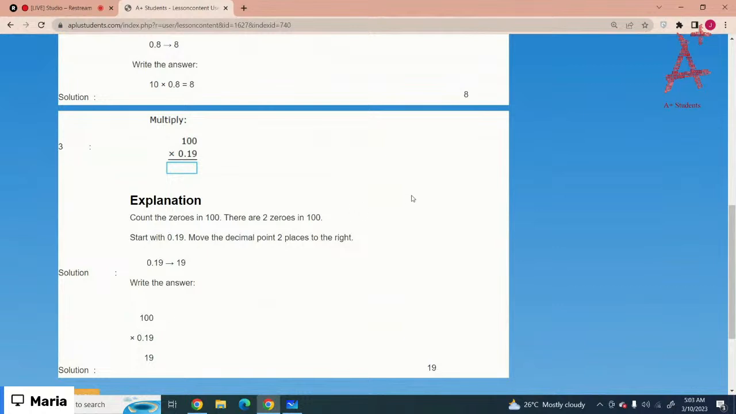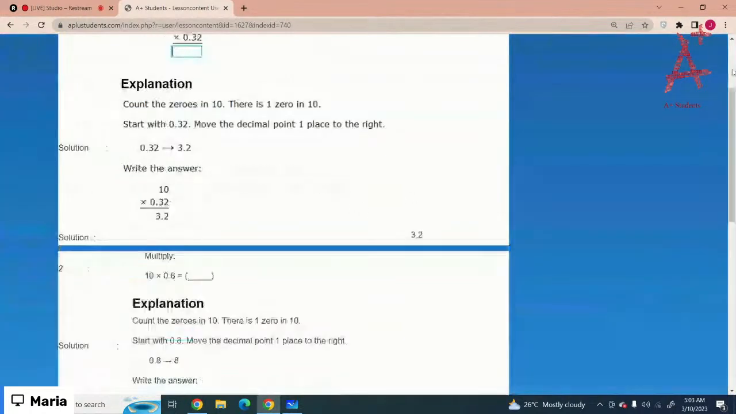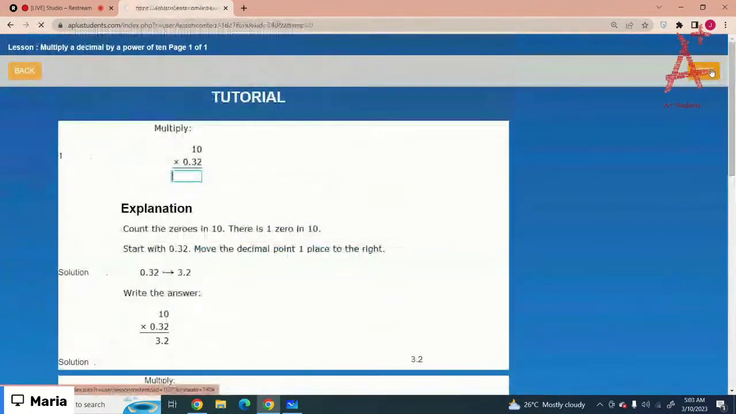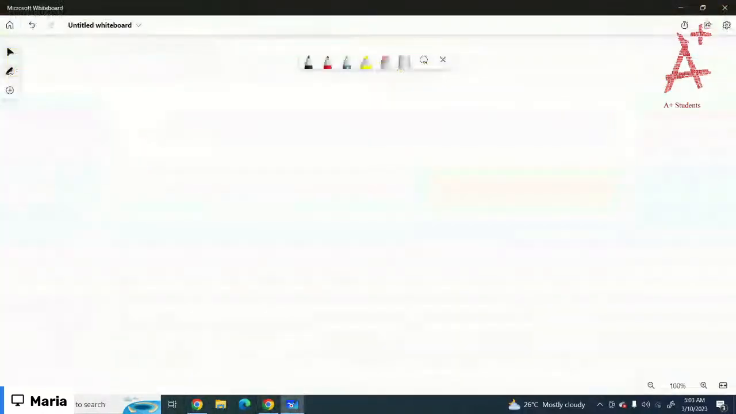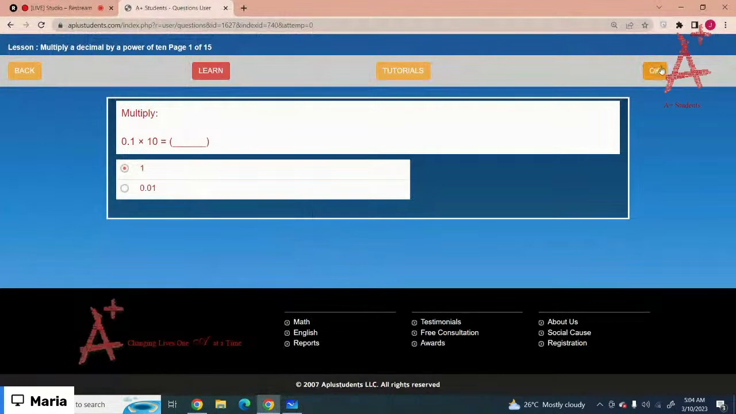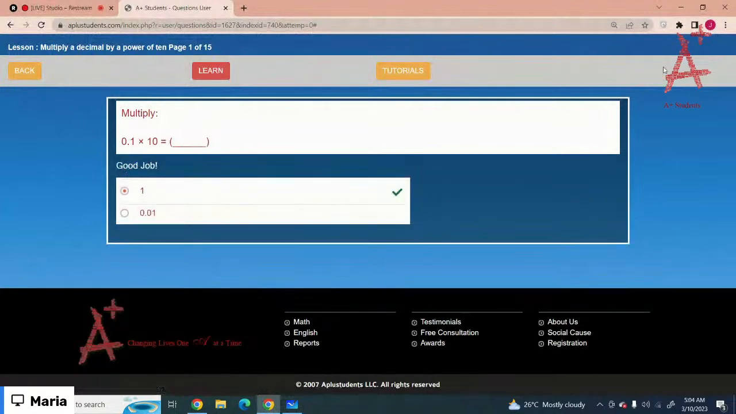Let's start with the test questions. Okay, the first one is 0.1 times 10. You have just one zero in the 10. That means you have to move the decimal point one place right. When it is moved from here to here, it would be 1.0 or either 1. So the correct option is 1. Select the correct option, then click on the OK button.